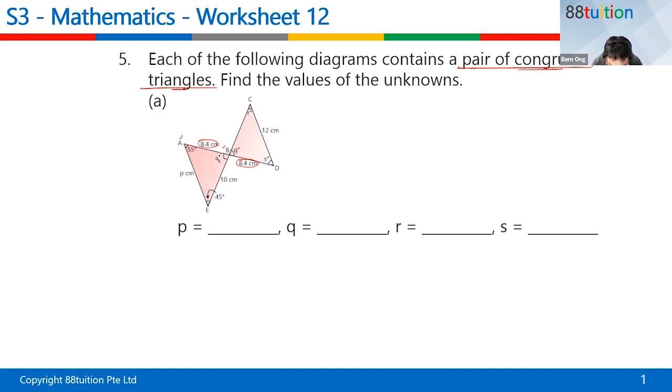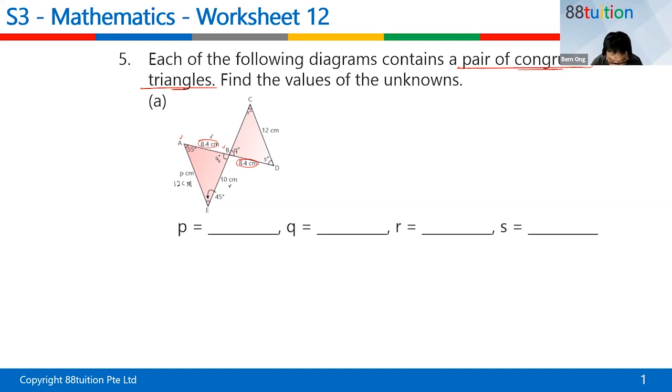What else do you see? We have 8.4 here and 10 here, which means that the 12 must be here. Can you see or not, children? So if you can see that, my advice to you is actually to write out the triangles.